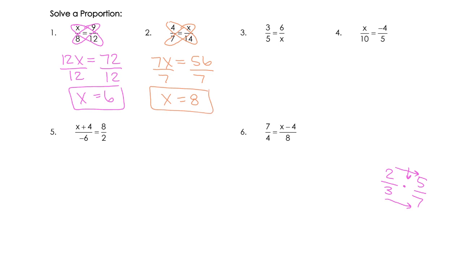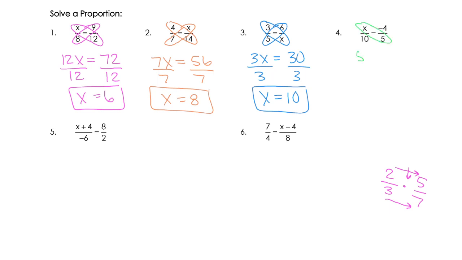Next one, number 3. I see my x term right here multiplying with a 3, so I'm going to do that first. I get 3x equals 6 times 5 would be 30. Divide both sides by 3, and x is 10. On this last one for this row, we would do x times 5 and get 5x, and then do 10 times -4 and get -40. Divide both sides by 5, and x equals -8.